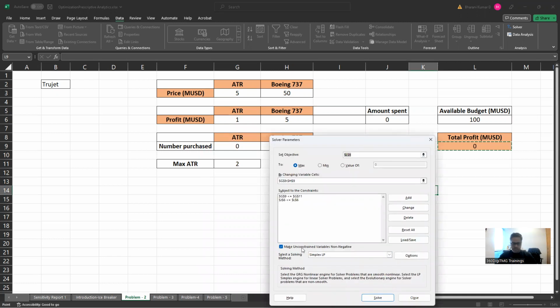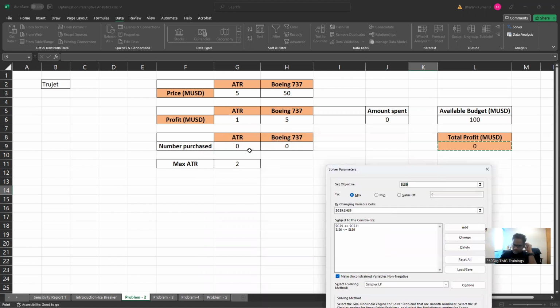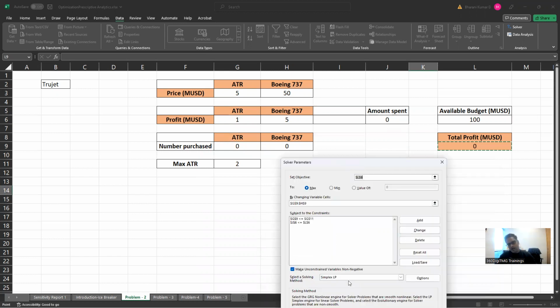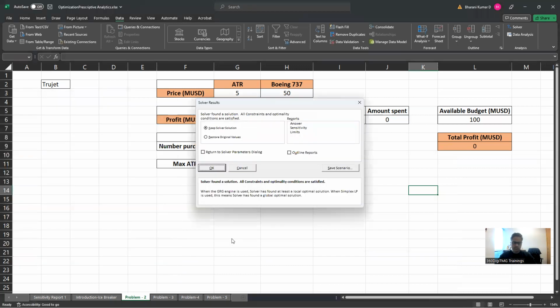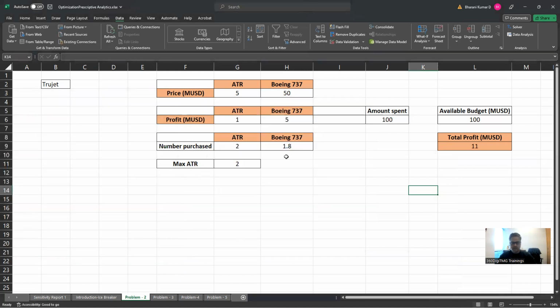Now, of course, make unconstrained variables non-negative. What that means is that the number of aircraft that you're going to purchase cannot be negative. It can either be zero or some number, but it can never be negative. And here you select Simplex LP. And then when you click on Solve and click on OK, you get to see the result.